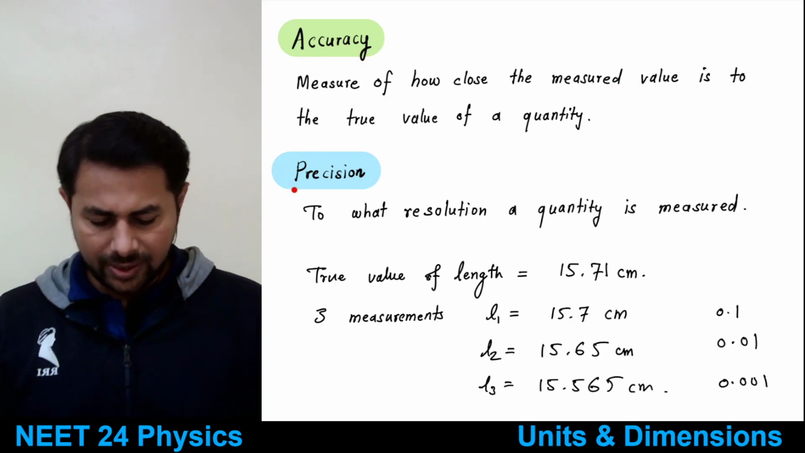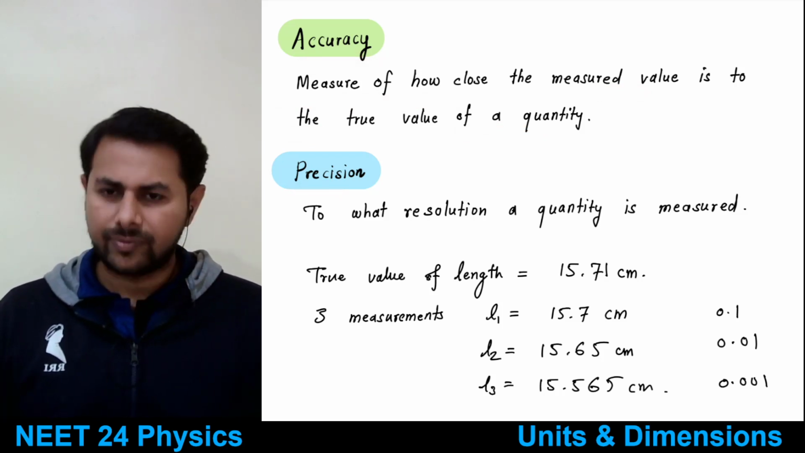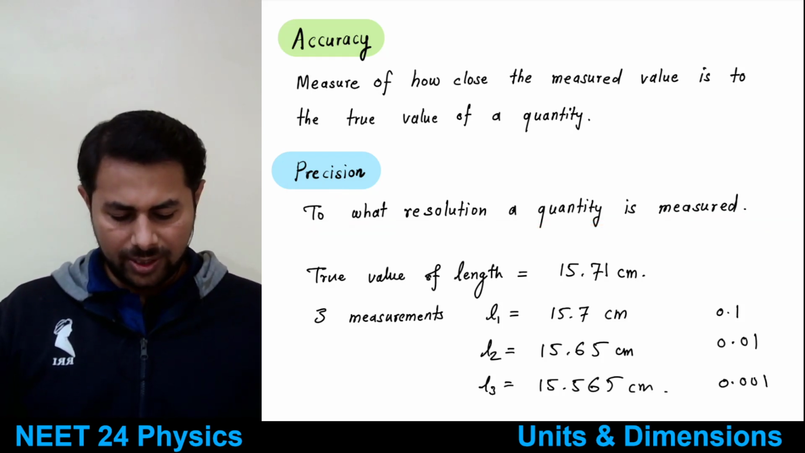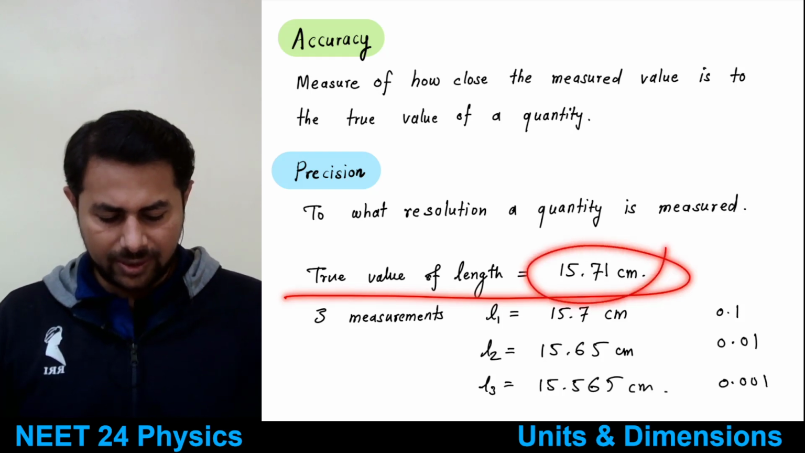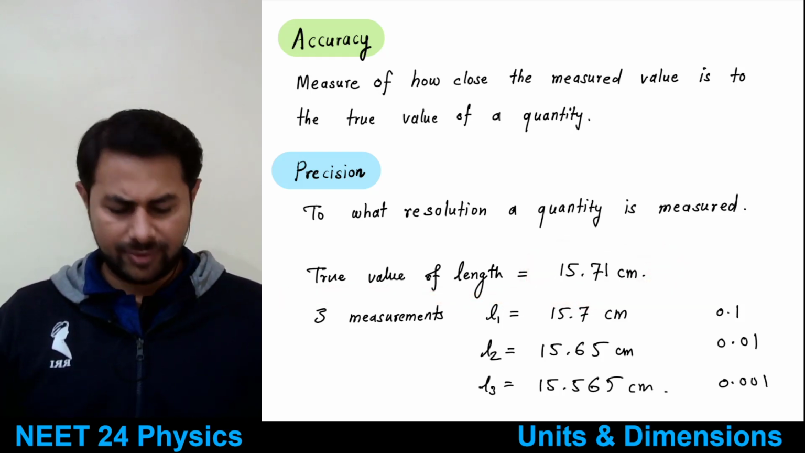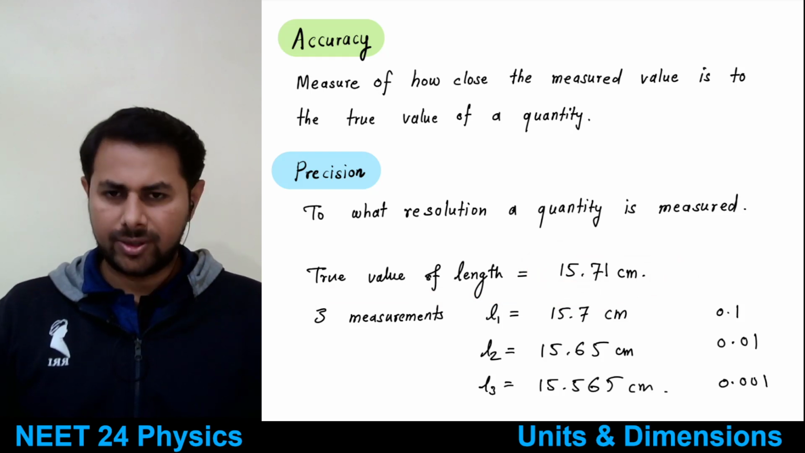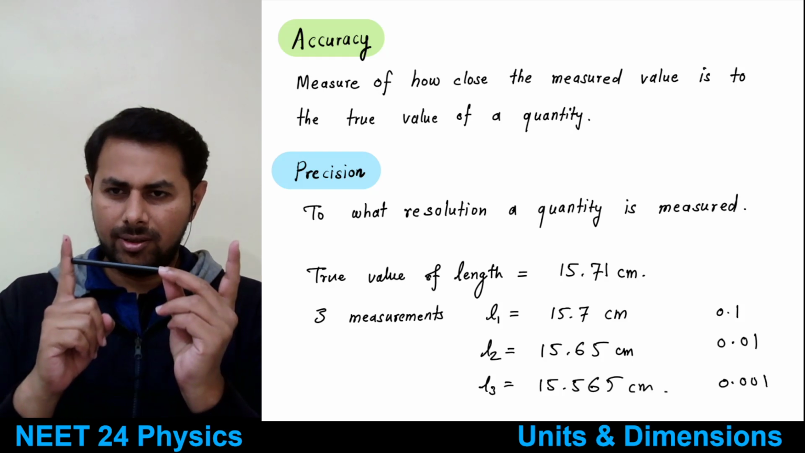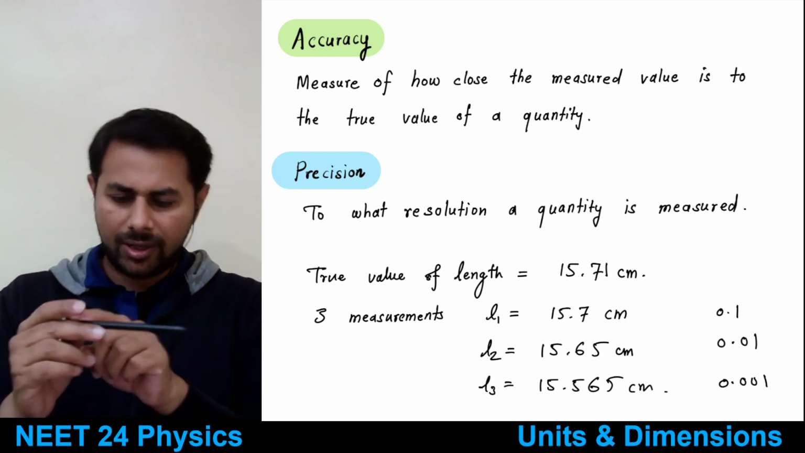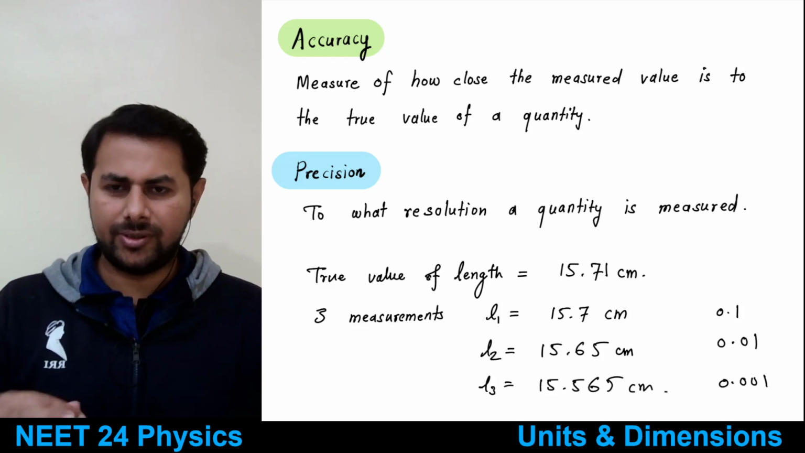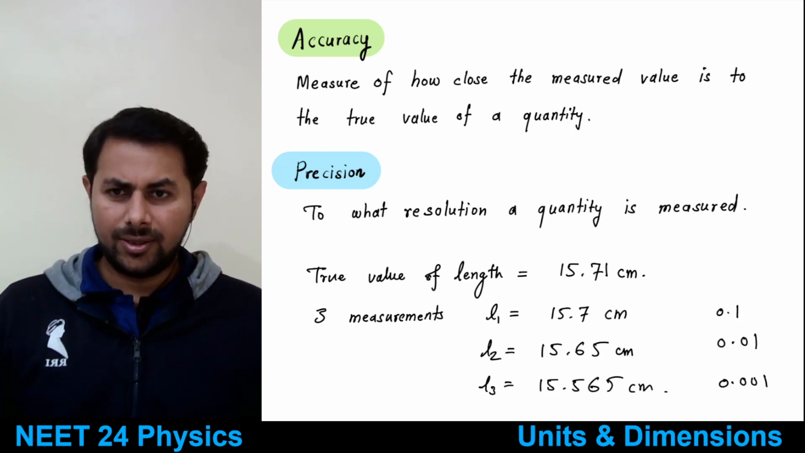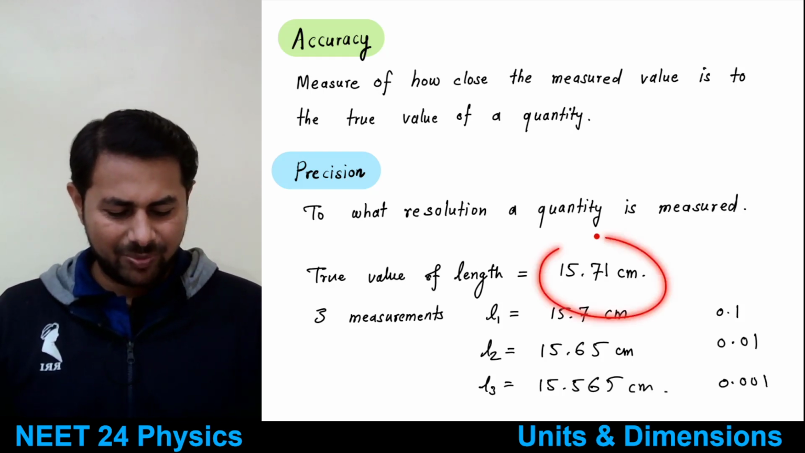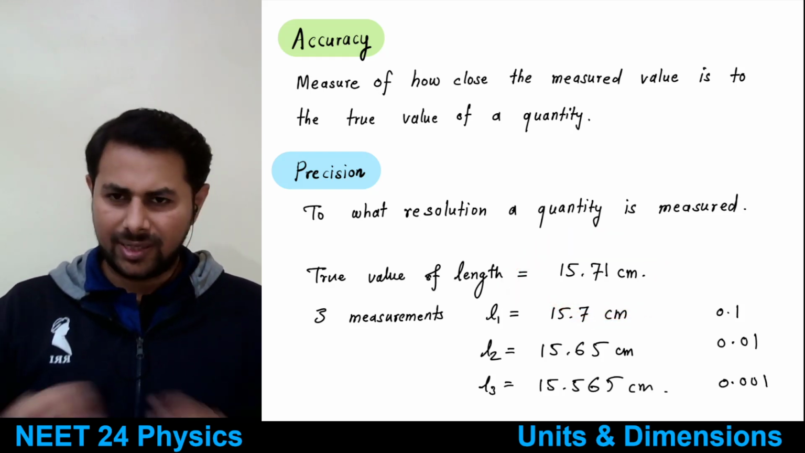And what is precision? Precision is to what resolution the quantity is measured. For an example, suppose the true value of a length is 15.71 centimeters. It's given to you. Suppose you measure the length of this pen, and it is written in the specifications on the box of this pen that it's 15.71 centimeters. That is the true value.